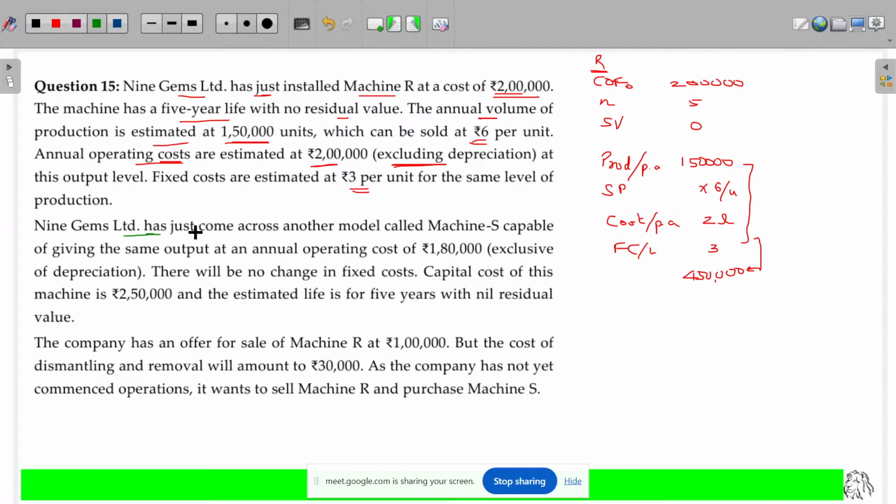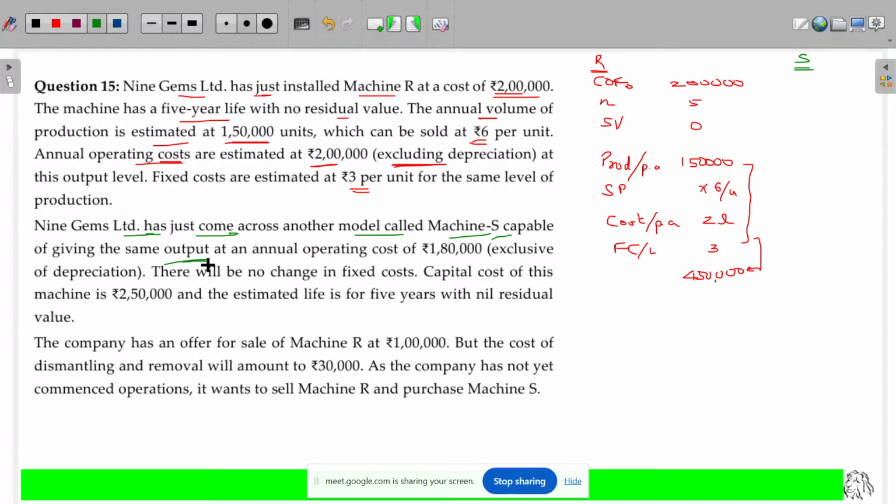9 Gems Limited has just come across another model called machine S. See, it always happens, right? You do lots of research before purchasing a mobile or whatever it may be. You wait for a week to find a good mobile. The moment you purchase, the next day a new model may be released by the same vendor. The same happens here. After lots of research, he purchased R and installed it. The next day, the manufacturer says, "Sir, we have a new model, machine S."